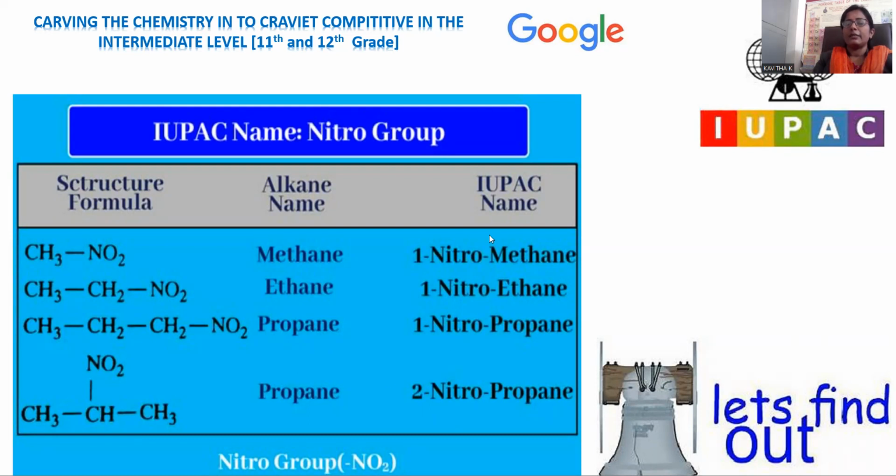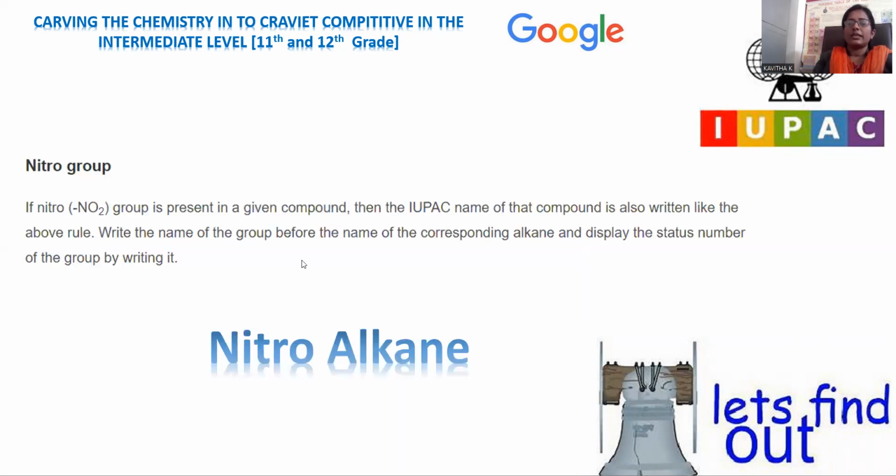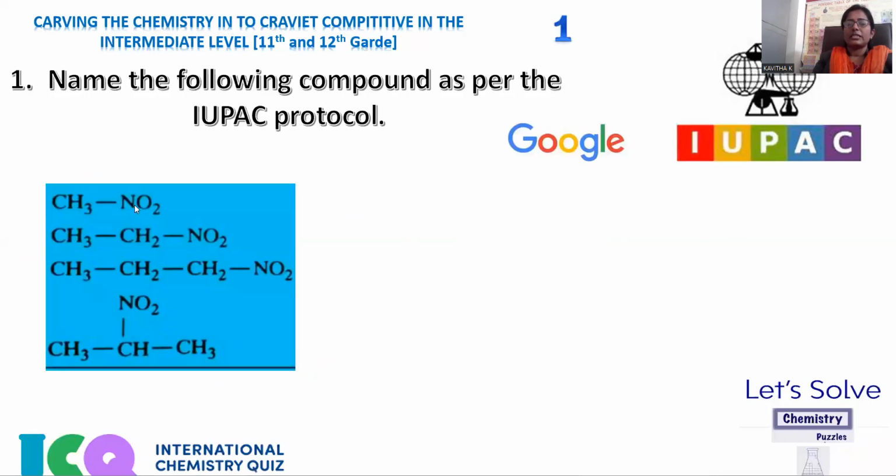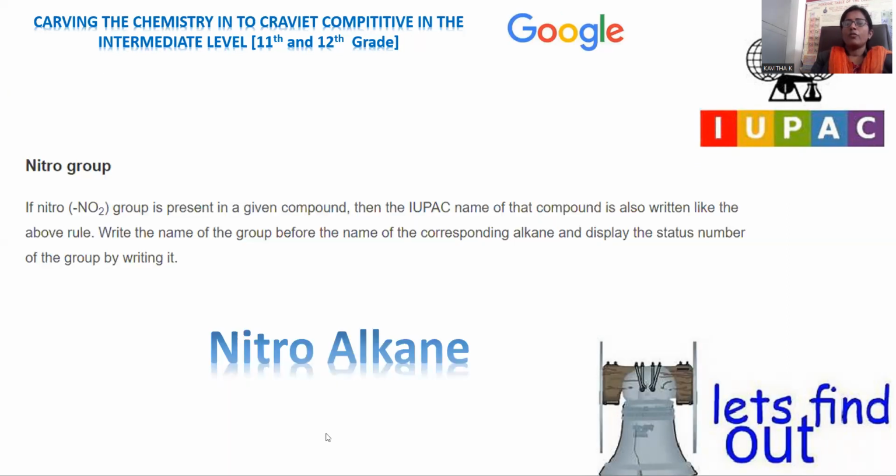This is the way we can assign names as per the IUPAC. What are the rules provided for the nitro group by IUPAC nomenclature? Nitro is given by the NO2 functional group, and as per the IUPAC it is written like the above rule. The corresponding alkane is displayed along with the nitro, so that it is represented as a nitroalkane. Compound one is nitromethane, the second is nitroethane, the third is nitropropane, and the fourth is 2-nitropropane. This is the way we can answer question number 1 as per the IUPAC protocols. Move on to question number 2.